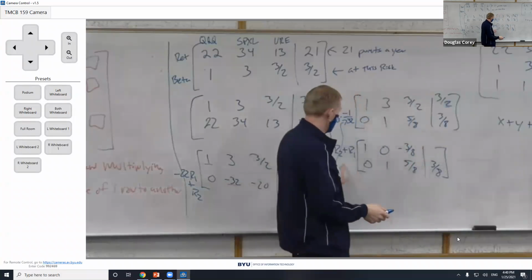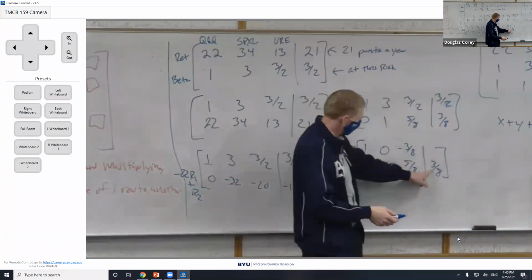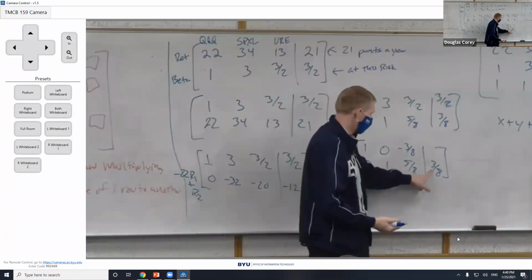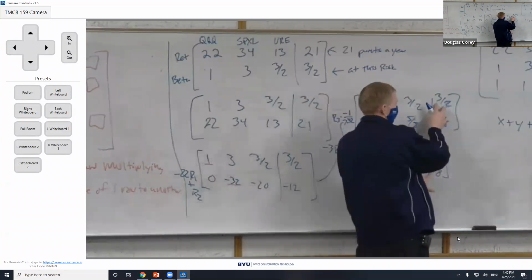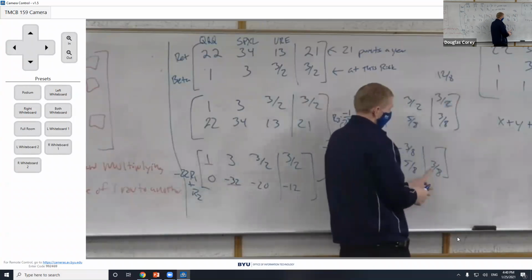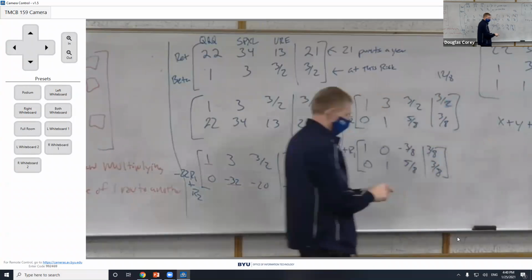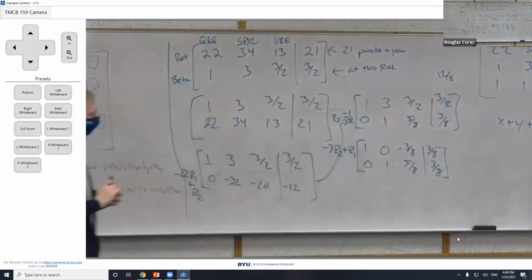And then if I multiply here, multiplying by a negative 3, so negative 3 times 3/8 is a negative 9/8. And then if I change 3 halves to 8s, that's 12/8. So I have negative 9/8 plus 12/8, that's a positive 3/8. So, okay, questions?